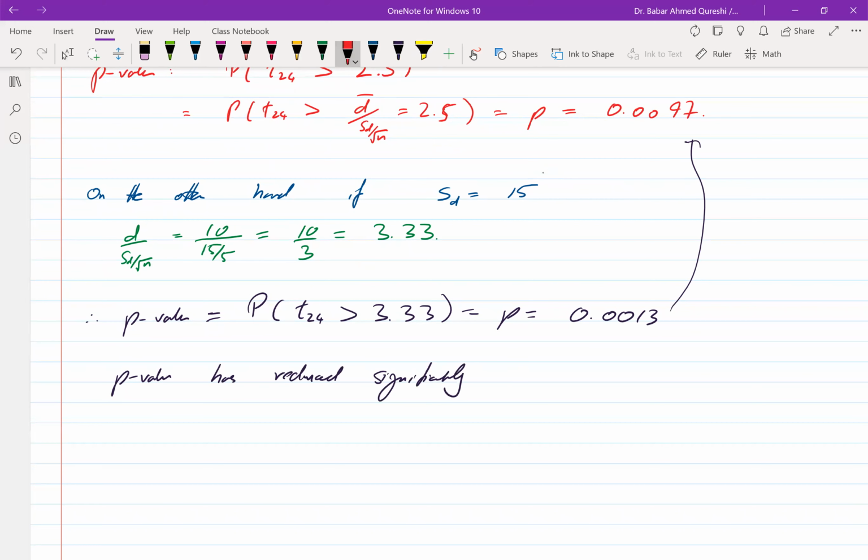Why? Because the variance in the sample was smaller.